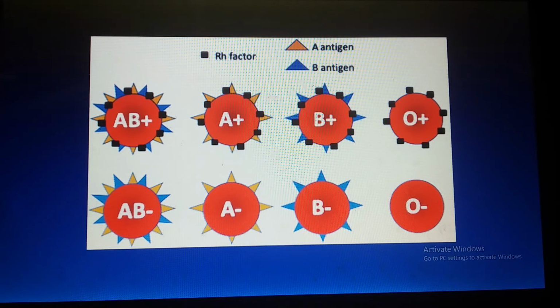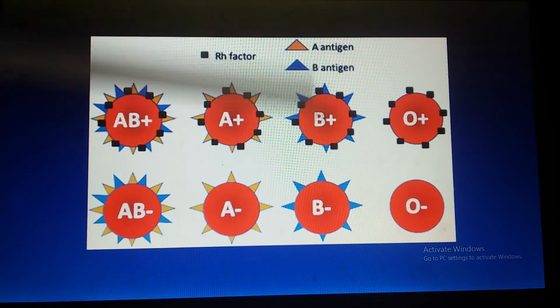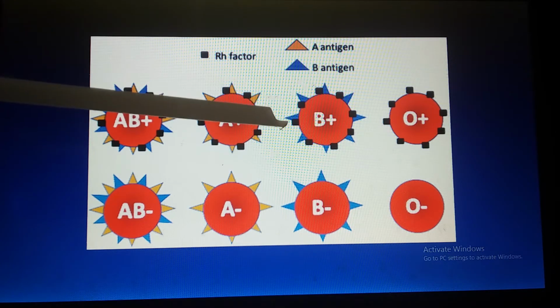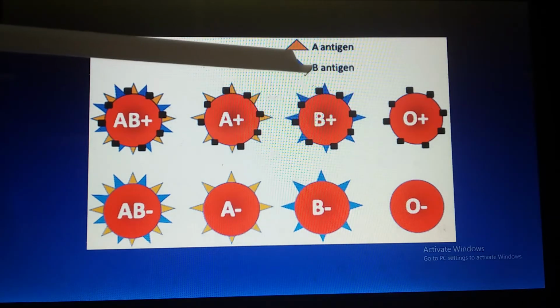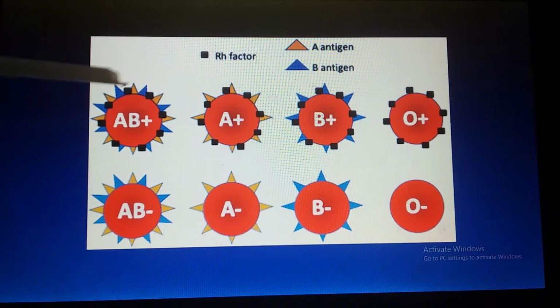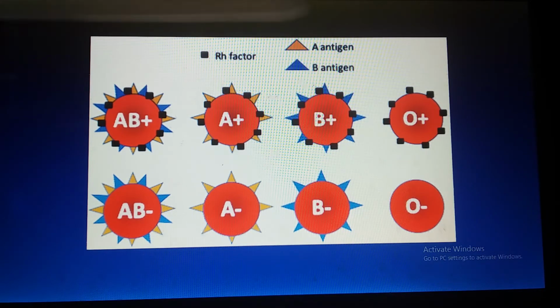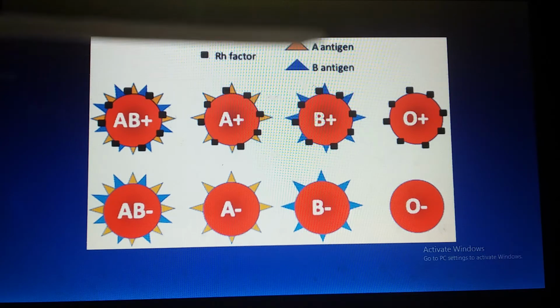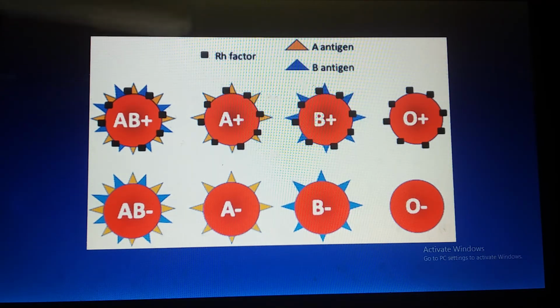This figure will give you a clear concept about the A, B antigens along with the RH factor. You can see four types of blood groups: A, B, AB, O. The first one is the AB blood group. This is the red blood cell. On the surface of this red blood cell, A antigen and B antigen are present, indicated here: yellow color for A antigen, blue color for B antigen, and black color for the RH factor.